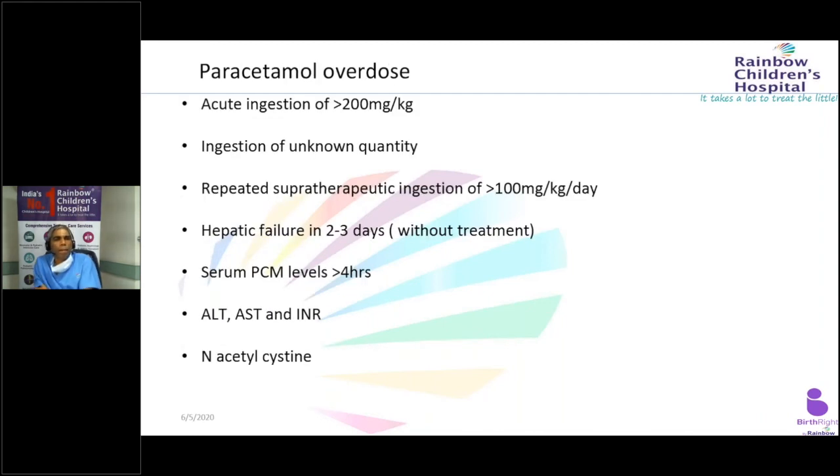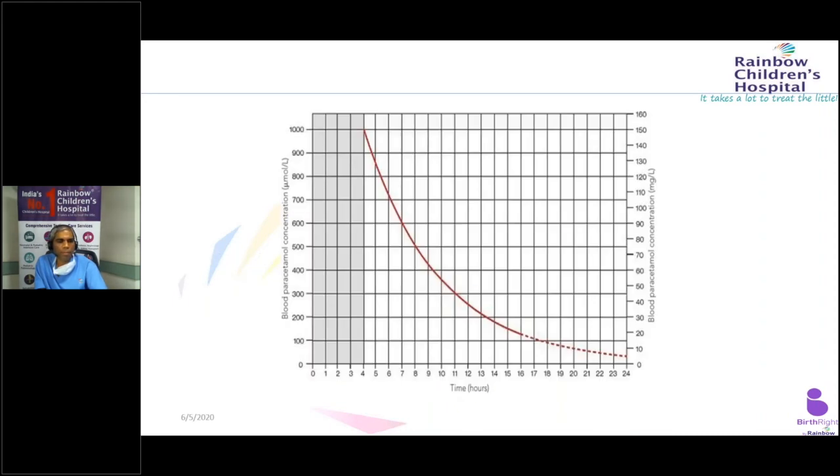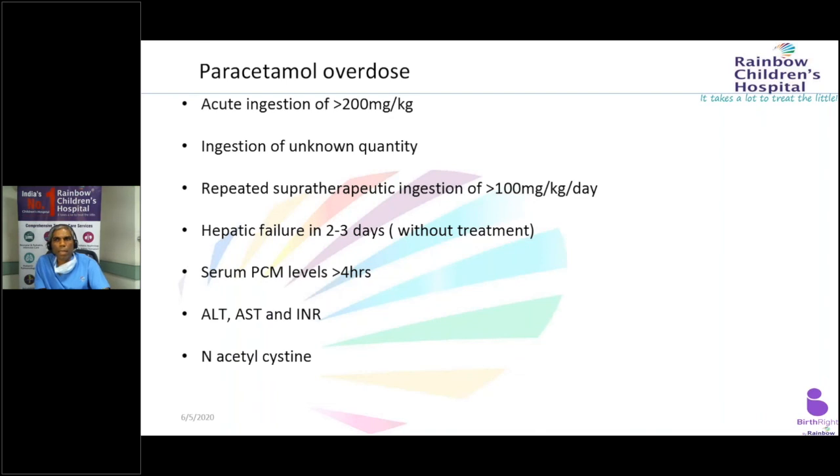And paracetamol overdose is reasonably common, but we tend to see this more in the Western world rather than in the Indian subcontinent. Acute ingestion of more than 200 mg per kilo is considered a significant poisoning. And even 100 mg per kilo of consumption over a period of time or multiple times will be considered a severe poisoning. If you don't treat it appropriately, they might develop hepatic failure within 2 to 3 days.